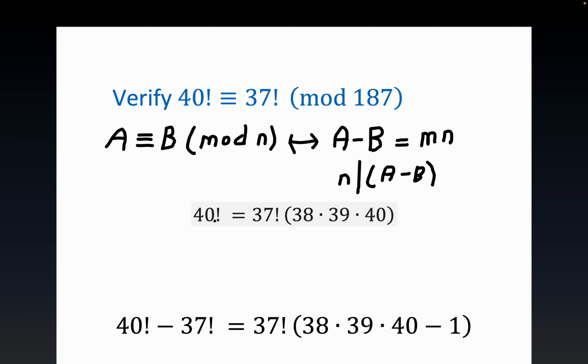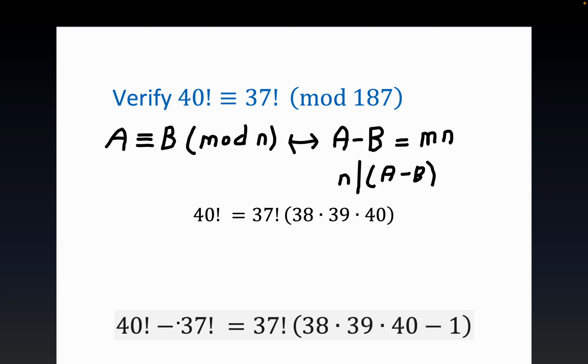Now notice factorial, by definition, 40 factorial is the same as 37 factorial times 1 times 2 times 3 all the way up to 37 times 38 times 39 times 40. Okay. Now that comes in handy. If you take a look at this right here, this A congruent to B turns into a subtraction statement. That's why we're subtracting right here. This minus sign you see here is coming from here.